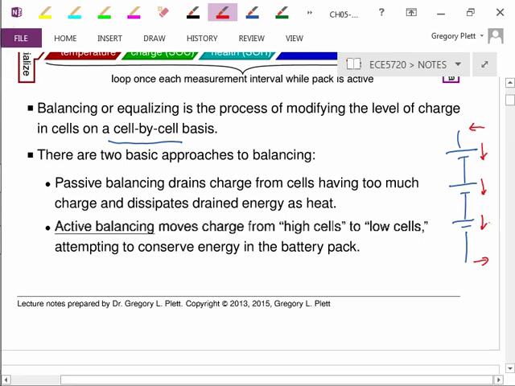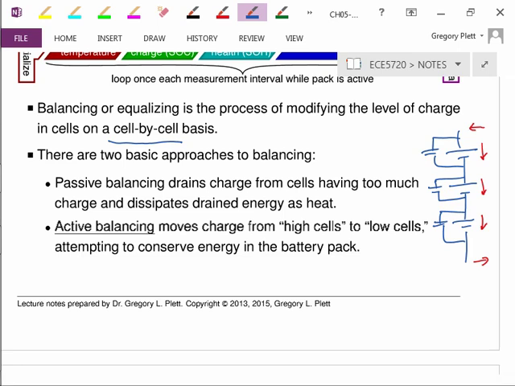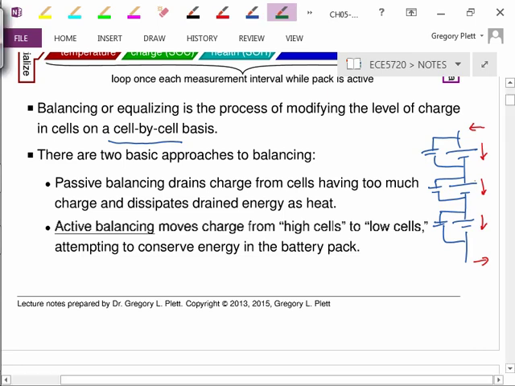And even if I have cells connected in parallel to make some kind of modules of cells, through any one of those parallel combinations, the total current has to equal the pack current. And I'm not really doing anything intentionally differentially between the cells. So balancing is somehow finding a way to make more current go through some cells than through others, so that we can modify the level of charge in some cells versus the level of charge in others.